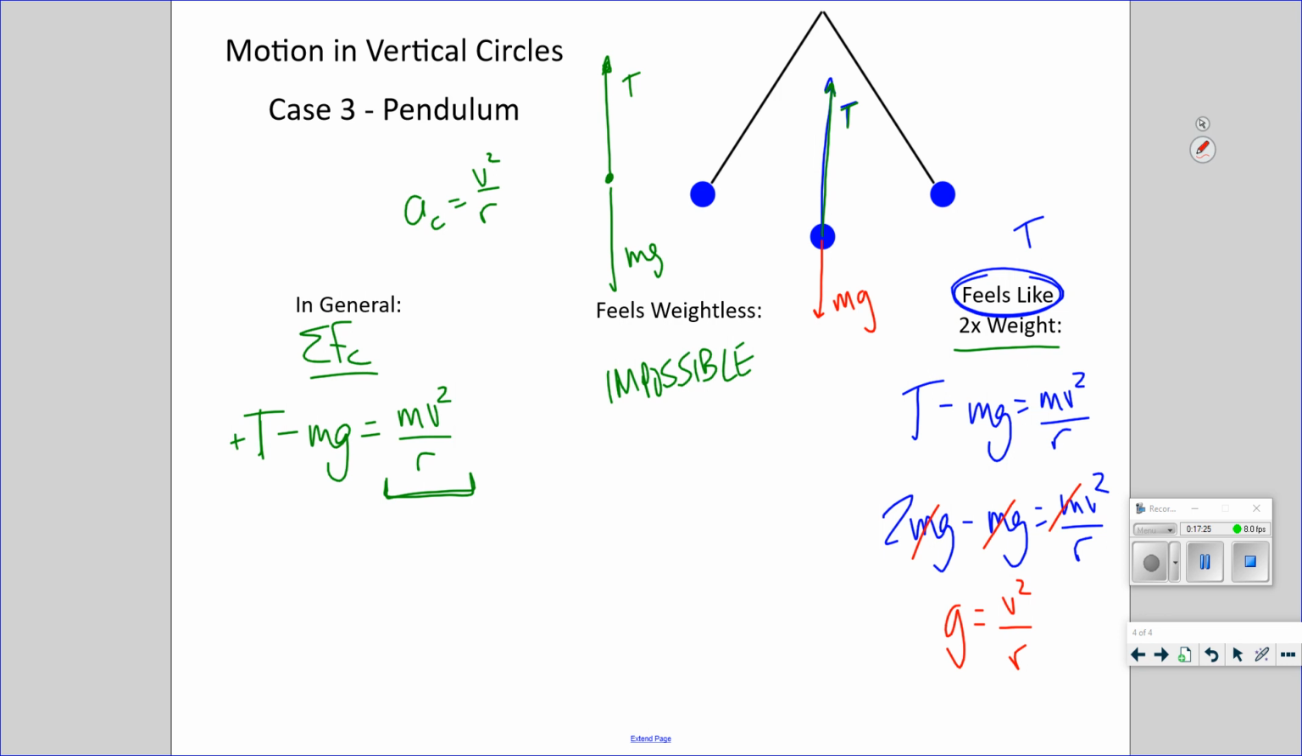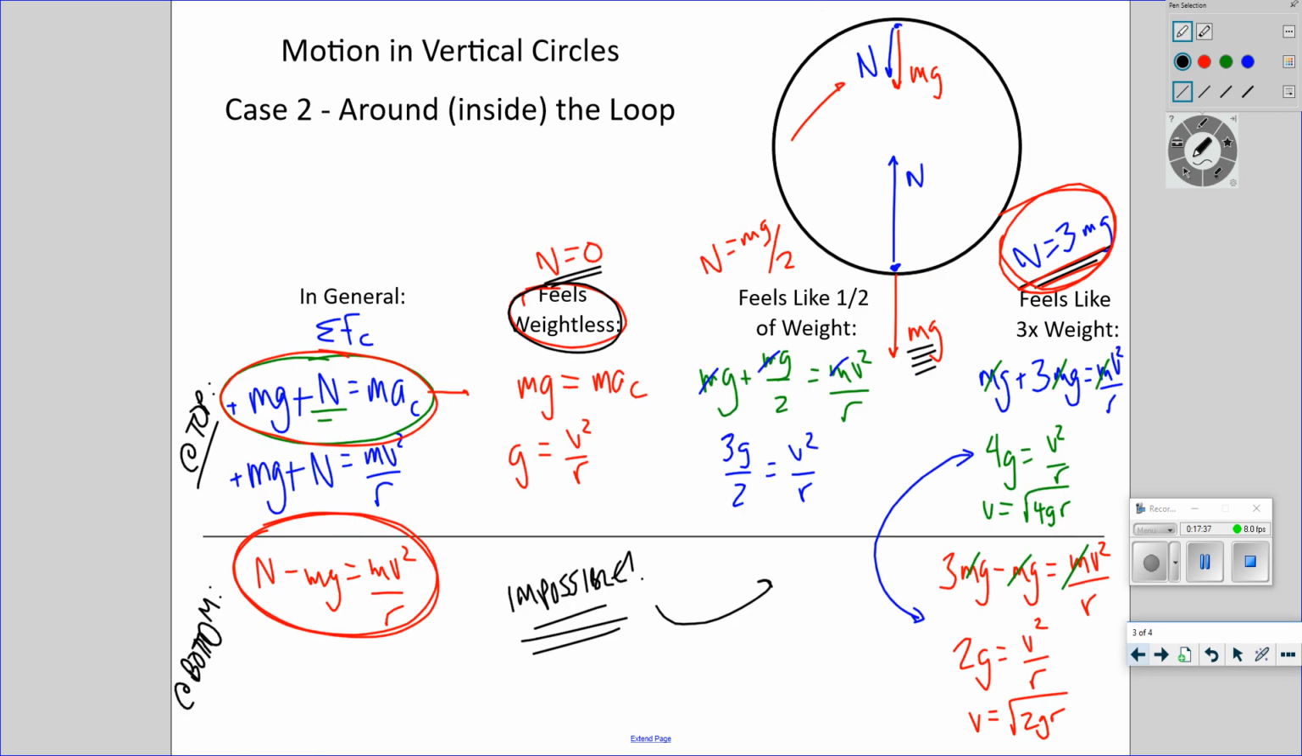Okay? What we didn't do is the case where here's the pendulum at the top of the path, and that's being pulled by the rope downward. All right, that would be exactly like this, except the force downward isn't a normal force, it's a tension force.